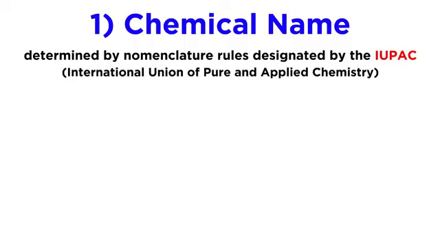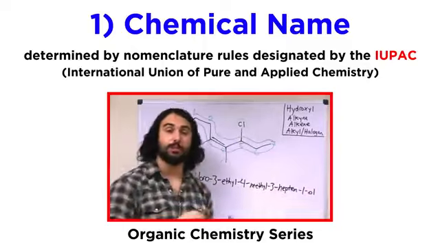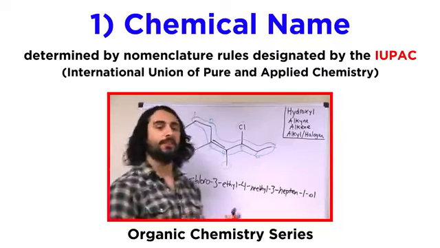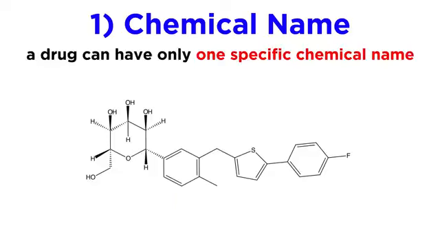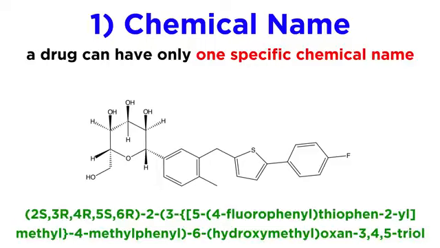First, the chemical name is quite straightforward. This is determined by the rules of chemical nomenclature designated by the IUPAC, or International Union of Pure and Applied Chemistry, precisely as we learned way back at the beginning of the organic chemistry series. A drug will only have one chemical name because the rules are highly specific and exist precisely for the purpose of giving any molecule one unambiguous name, even if it is very long and impractical for general use, such as this one.